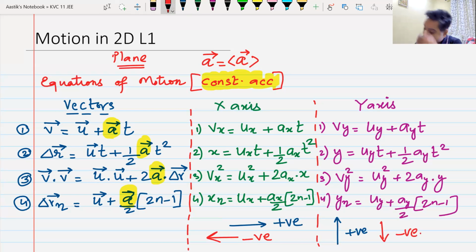The only difference between this motion and the previous motion was that in the previous motion we only had to make one equation, whether it was equation along x-axis or y-axis. Here we have to make two equations. That does not make any difference in the eventual analysis. I hope we understand this. I'll give you a minute to note this down.